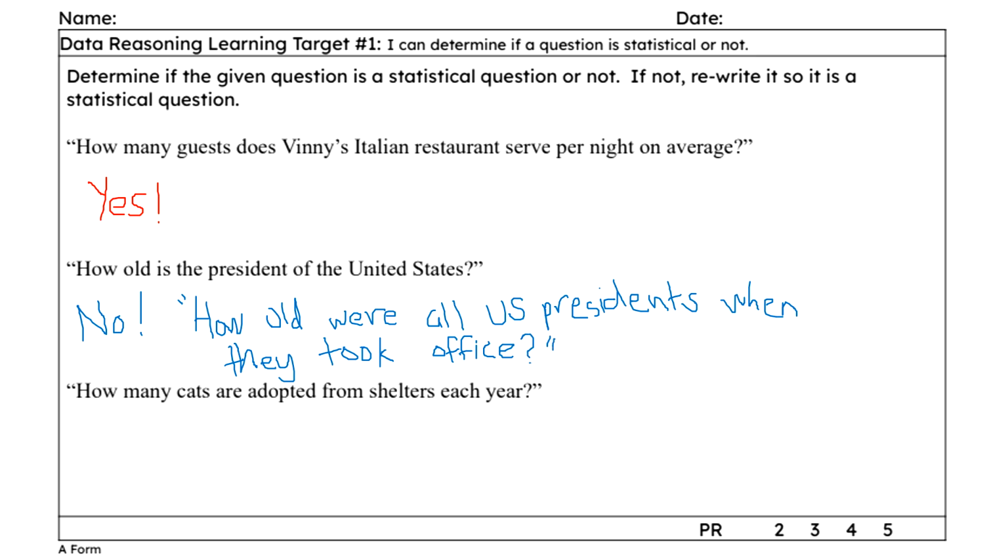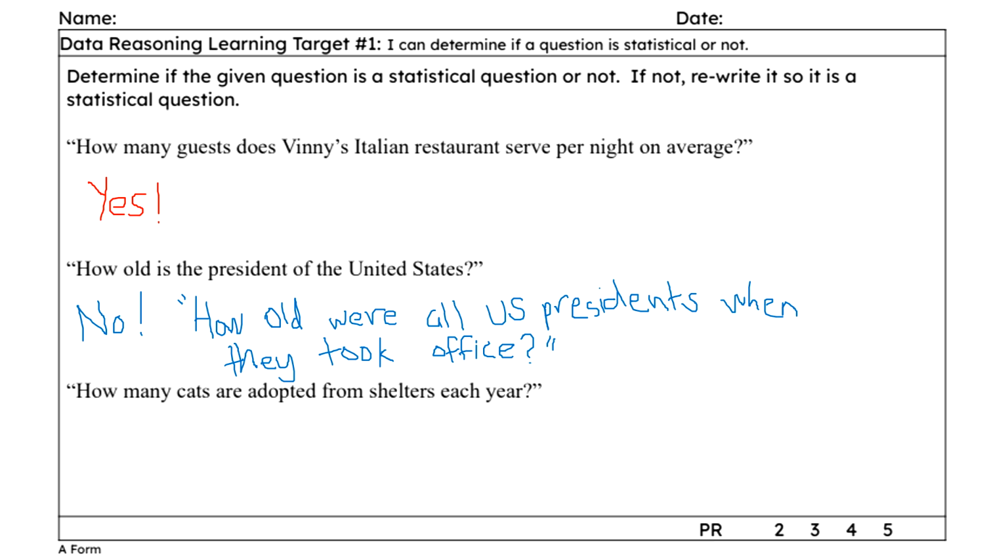Or if you wanted to look at not just the US president, but maybe all presidents or monarchs or leaders of the globe, you could even do that for today, or you could do that over time, ever. That would take a lot of research. So that's what makes it a statistical question, when there's variability of answers.